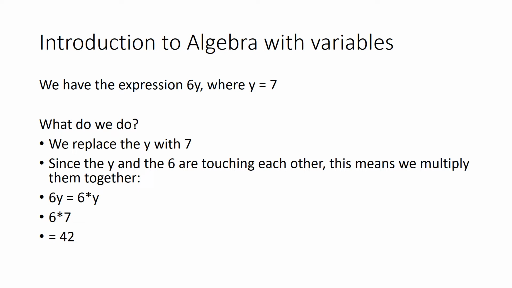And since 6 and y are touching each other, that means they're multiplying together. 6y equals 6 times y. Replace the y with the 7. 6 times 7 equals 42. So 6y, where y equals 7, equals 42.